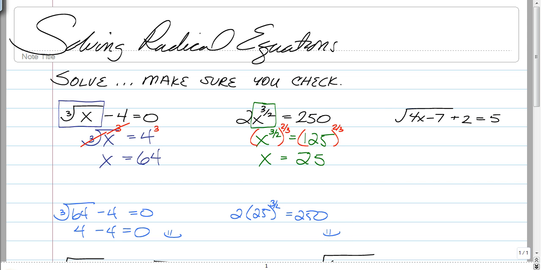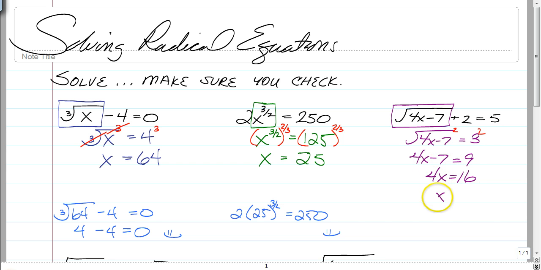Next example. You must get this radical by itself. The first thing you do is subtract 2 from both sides, and you're going to end up with the square root of 4x minus 7 is equal to 3. Now that you're here, square both sides to get rid of the square root. That's going to give you 4x minus 7 is equal to 9. Add 7 to both sides, so 4x is equal to 16, and x is equal to 4 after you divide by 4.